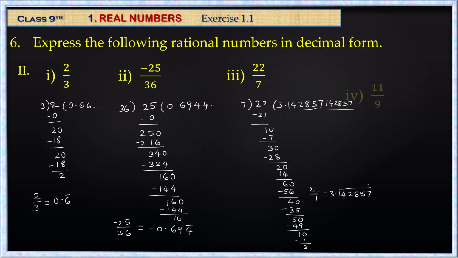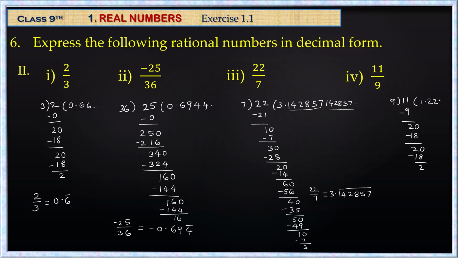And the next bit, 11 by 9. Divide 11 in the 9 table. 9 ones are 9. 11 minus 9 is 2. Put a decimal, it becomes 20. 9 twos are 18. You get the remainder 2. Put 0, it becomes again 20. 9 twos are 18 and again you get remainder 2.